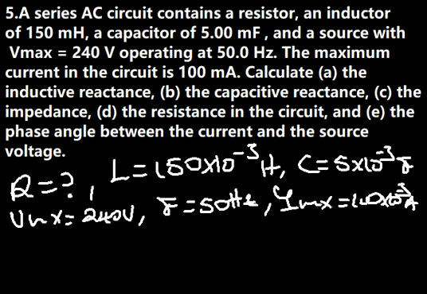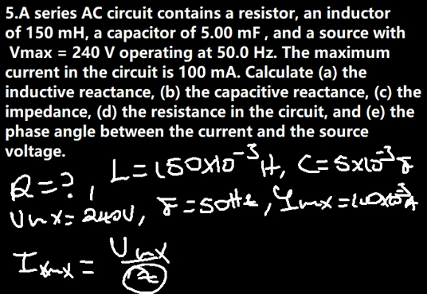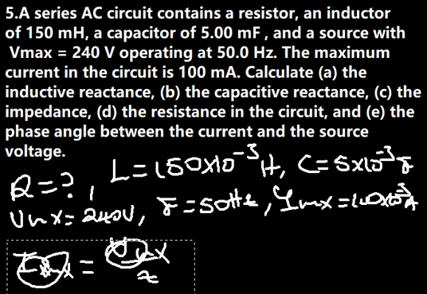So we discussed the formula for the impedance that says Imax is equal to Vmax divided by the impedance. This is what we discussed. So we'll be able to get the impedance using this formula, as we have all these things. Then what is the other part of the question?